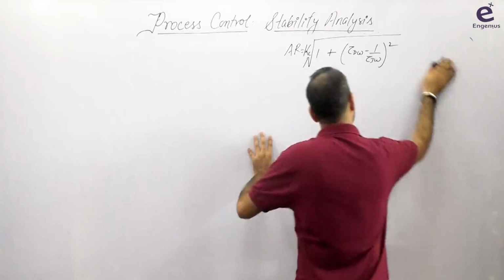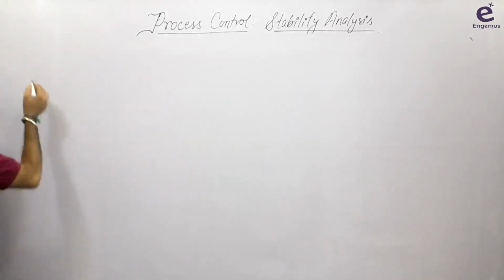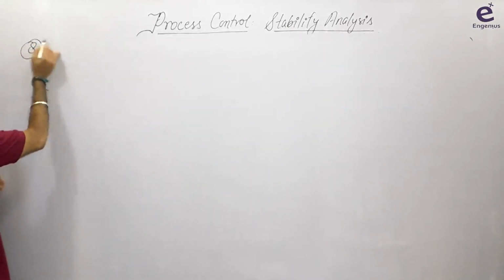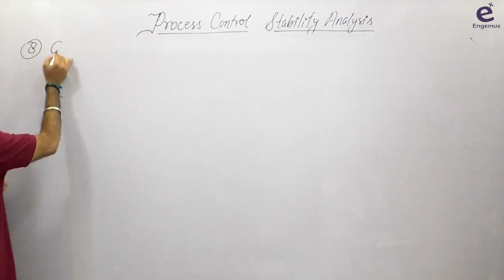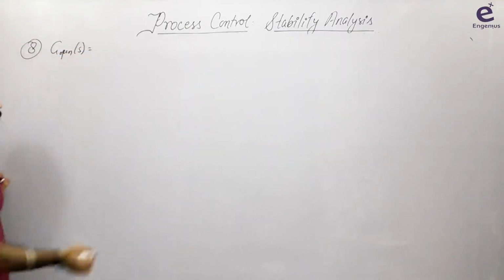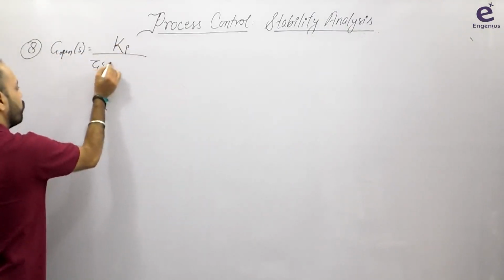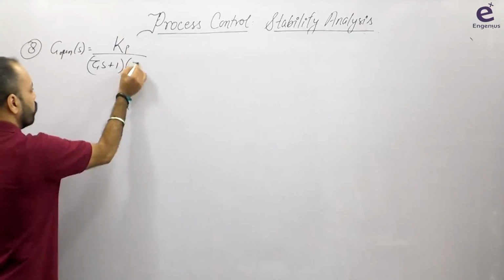I'm taking one example of a second order process, right? One example of a second order process. You can consider this as 8th example. Suppose I have a second order process which is made by connecting 2 first order processes in series. So that is Kp by tau 1 s plus 1 and tau 2 s plus 1.